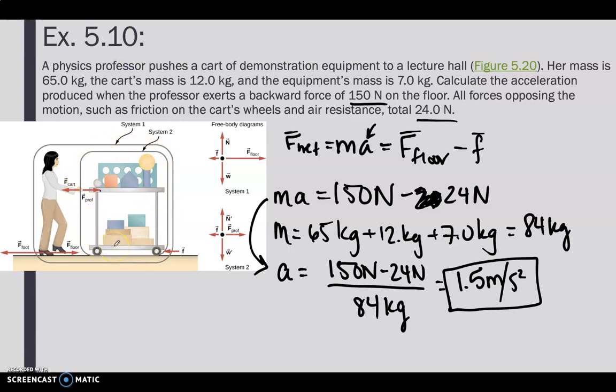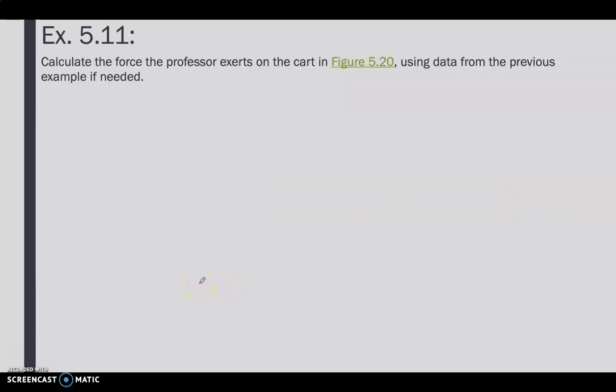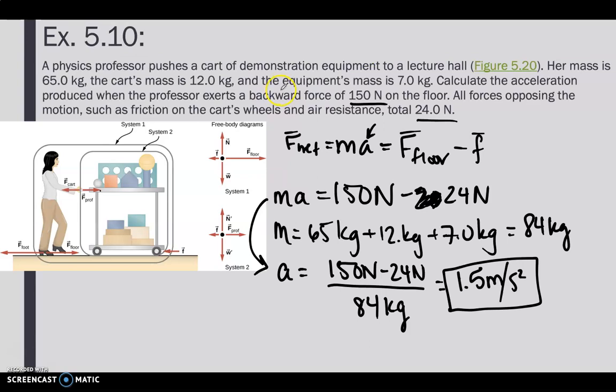So we are only looking at the external forces on the cart. Okay, so we have the professor force here and the frictional force here. Okay, and it has it here in the free body diagram as well. So we're going to do a similar thing. So F net equals mass times acceleration equals the professor force minus the frictional force. Okay.